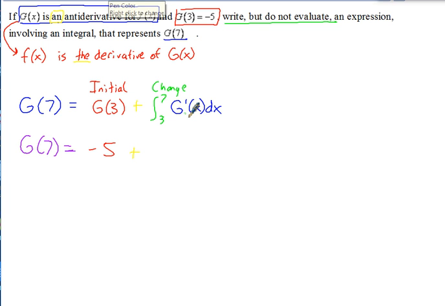well, even though this is correct, chances are, since they defined capital G of x as an antiderivative for f, and we said f is the derivative of G of x, that means f is the same as G prime of x. So we could just write it as f of x.